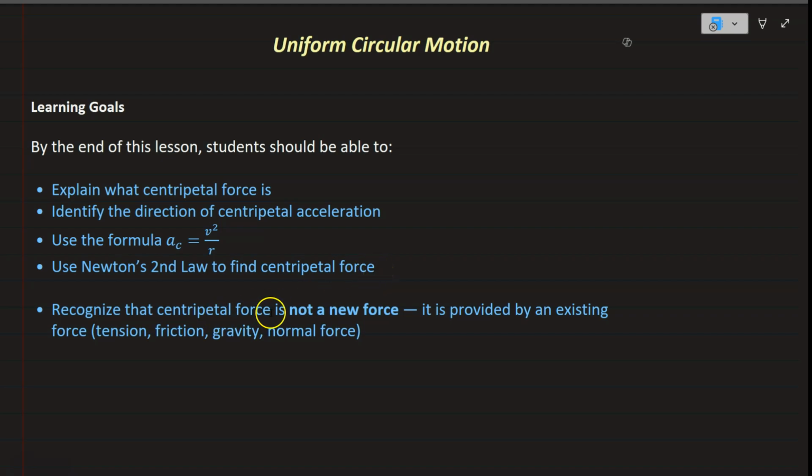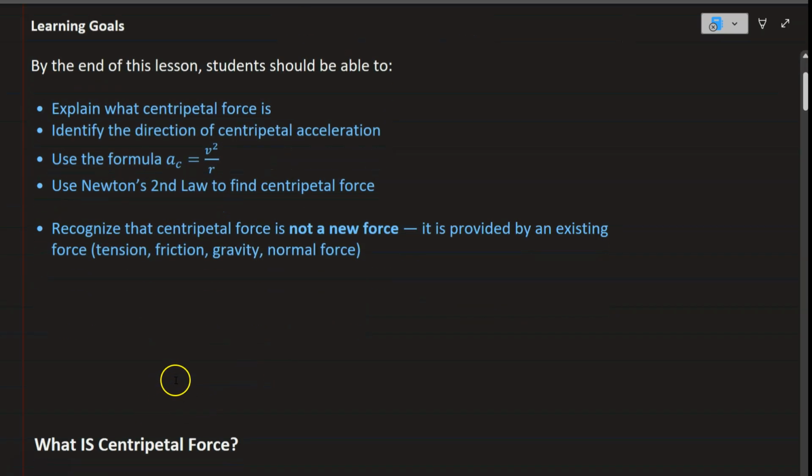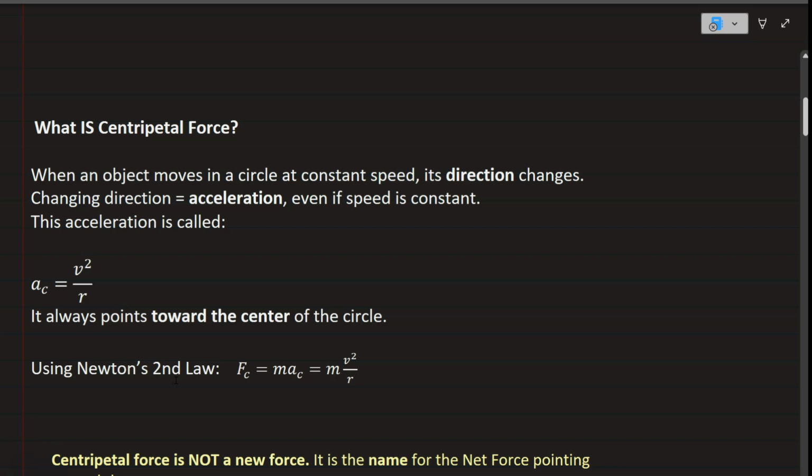that centripetal force is not a new force. It's provided by an existing force. So all of these forces that you see here, tension, friction, gravity, normal force, these are all part of creating the centripetal force. In most cases, tension and friction are the two. All right. Yes, it could be at one point gravity and normal force as well. All right. Let's look at what is centripetal force.